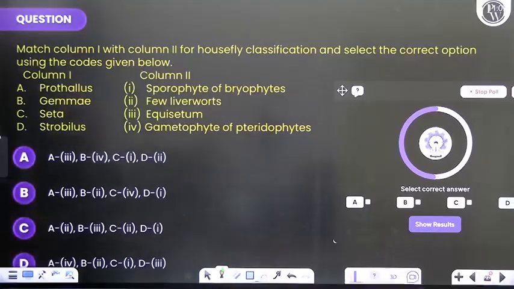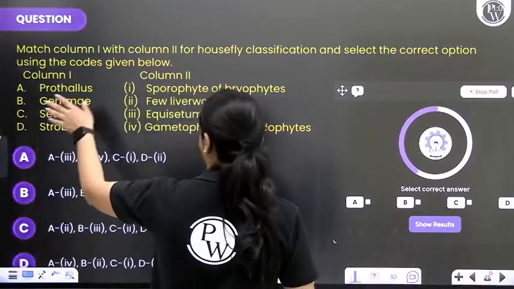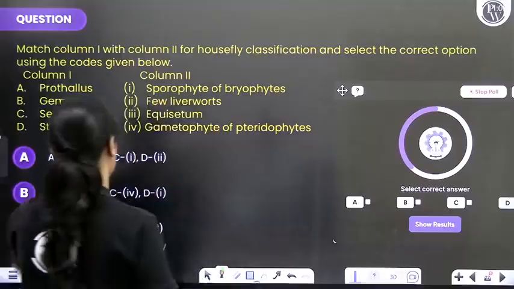Match column 1 with column 2 for housefly classification. Hey, what is this? Okay, I think I've taken it from some random question. But ignore this housefly part and answer.